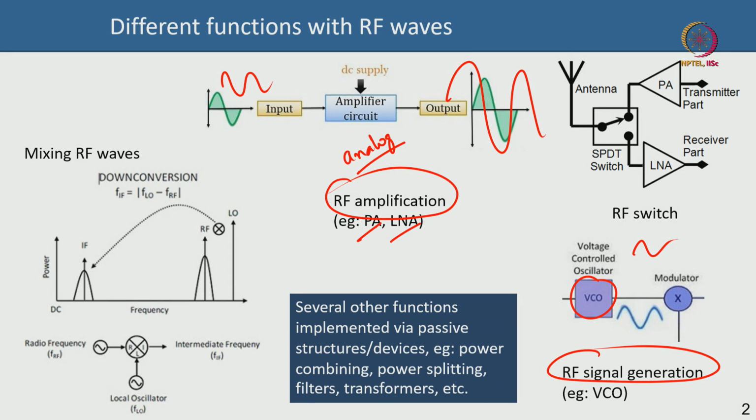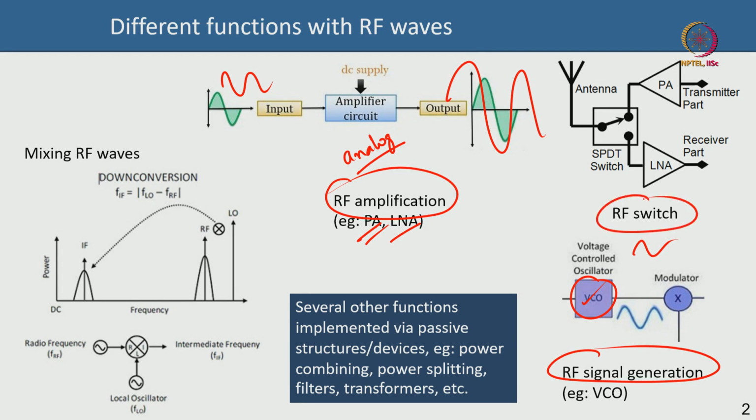What kind of transistors or other devices go into these amplifiers, power amplifier, low noise amplifier? What kind of devices go into these voltage control oscillators, for instance? Okay, we are talking about transistors mostly here. These are the things we need to answer in this course, in this entire course.